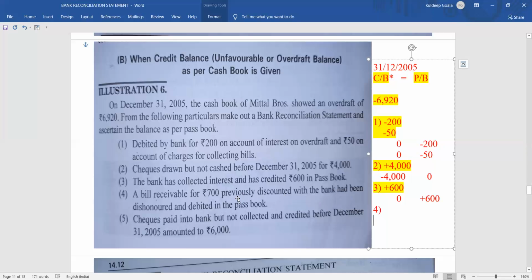Okay, it might be less than that, doesn't matter, but here we are going to take 700 with the bank. And now what has happened? It has been dishonored. Now, what does honor and dishonor mean? Now I have kept the bill with the bank.